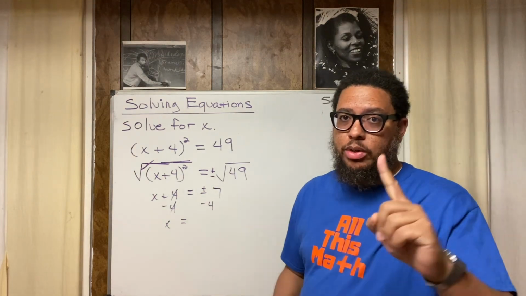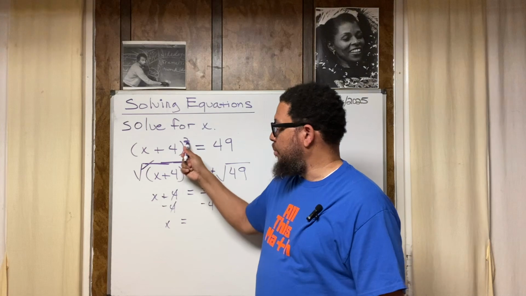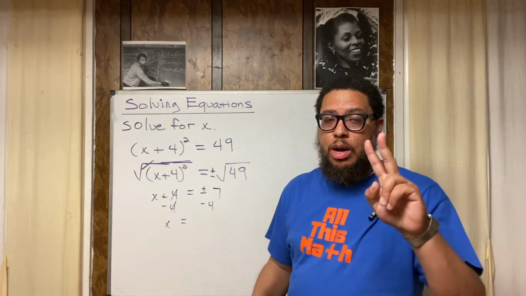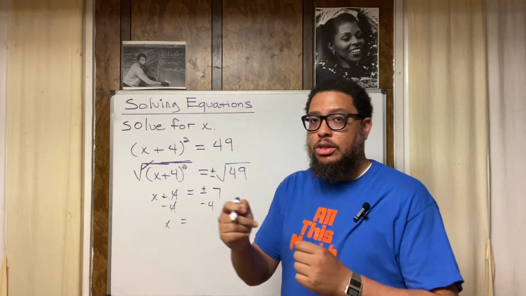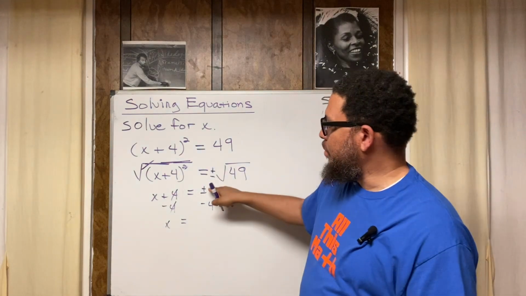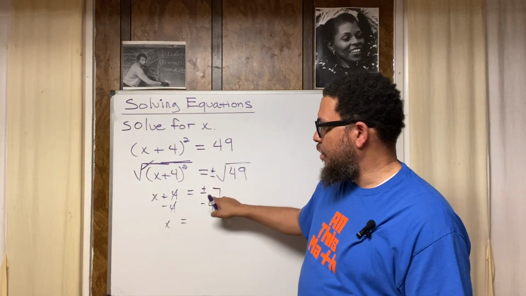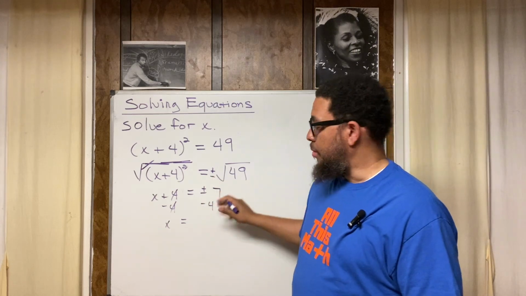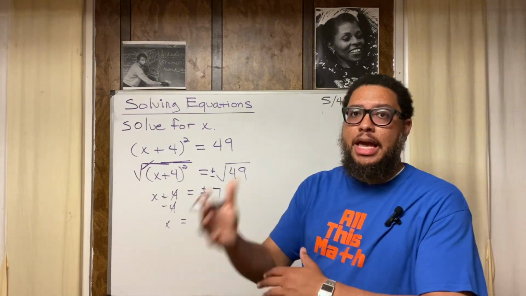In linear equations, we only have one answer. But this is a quadratic because you've got an exponent 2. So that's why we should have two answers, even though sometimes the two answers will be the same number. But we're going to have two answers. Because we have a positive 7 and a negative 7, this plus or minus symbol means that this represents a positive 7 and a negative 7.